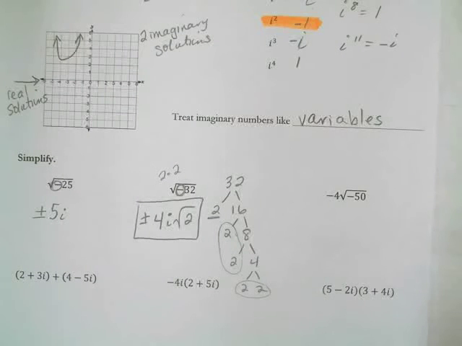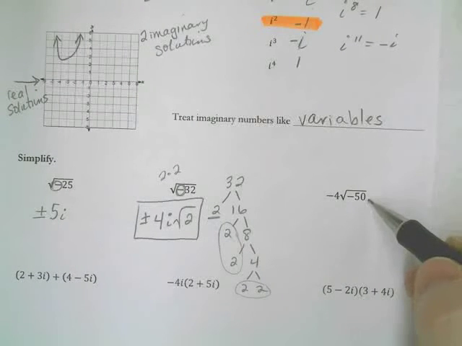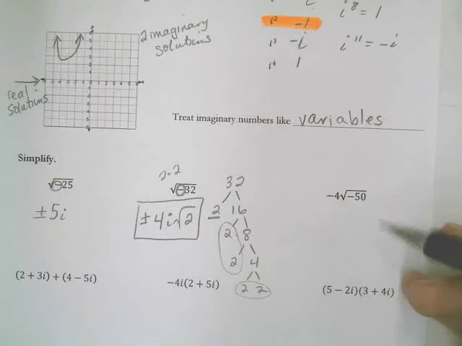Okay, go ahead and try this third one here by breaking down the square root of 50. Once you think you got it, go ahead and hit pause or play so that you can check your work.